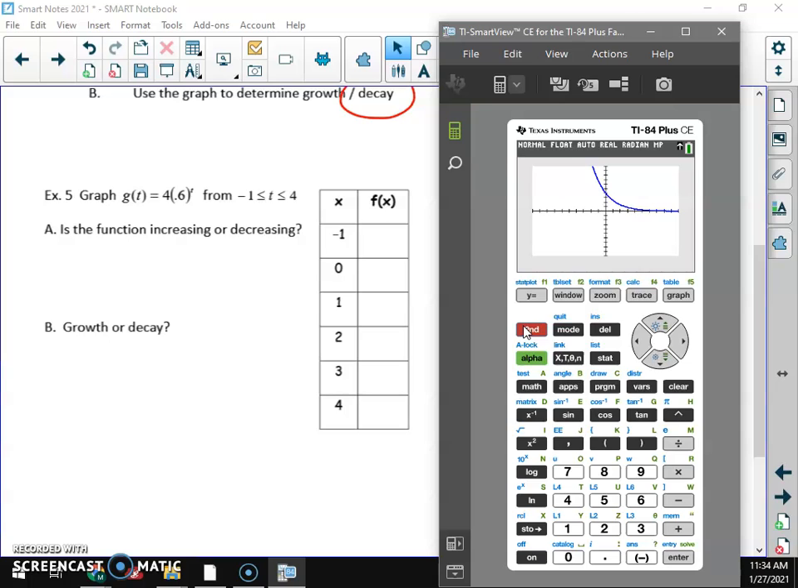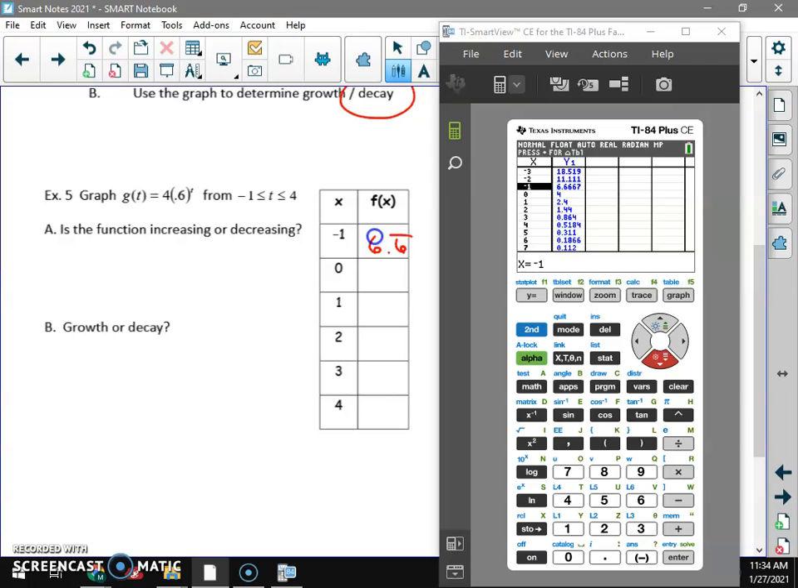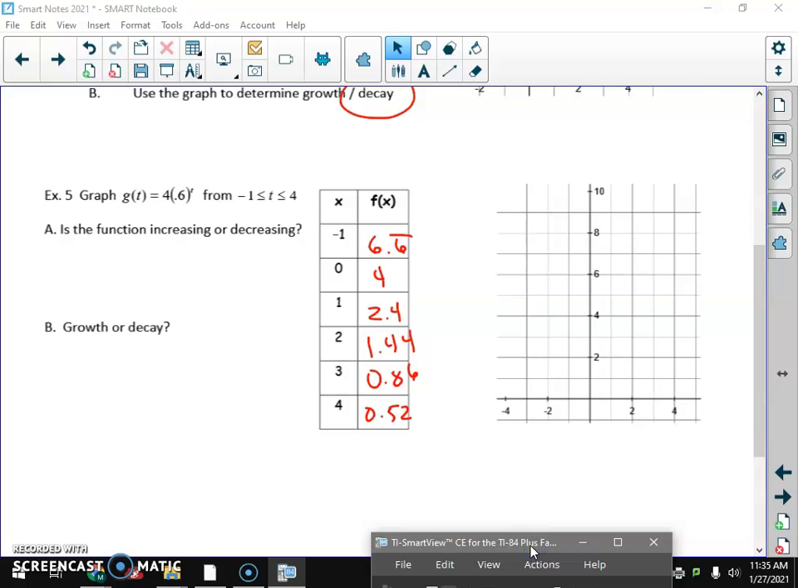This time, we're telling you what x's to use for your table. We're going to start at -1, 6.66. I'm going to use that bar. 0 is 4. 1 is 2.4. 2 is 1.44. 3 is 0.86. And 4 is 0.52, because that 8 would make the 1 jump up to a 2. And if you wanted to, we could circle the fact that it is indeed decaying or decreasing.